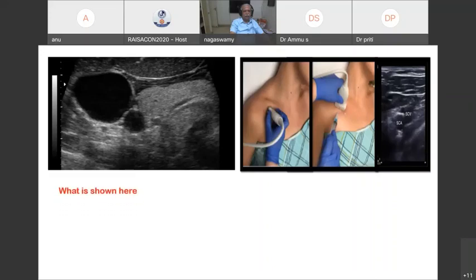What is shown here? Say it confidently, no, it's not an exam. I'm not going to fail you, you will pass. Whatever you want, even if you want to guess, you can guess. I'm showing both the pictures. Subclavian vein cannulation. Ultrasound images of IJV. Okay.